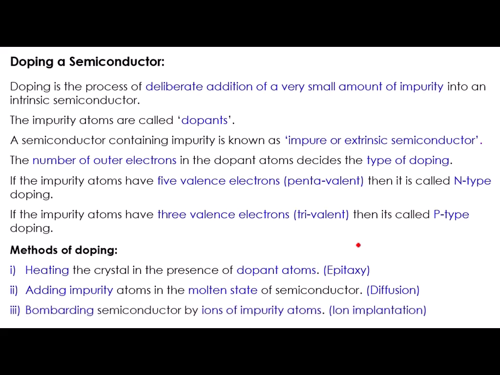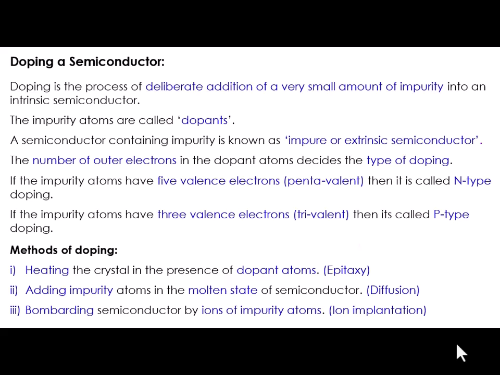Another process is called ion implantation, where they bombard very high energy impurity atoms onto the semiconductor single crystal. There will be a semiconductor single crystal in the form of a wafer. They will accelerate these dopant atoms with a very high potential, and bombard them onto the semiconductor single crystal to impose some impurity in the crystal. This process is called ion implantation.